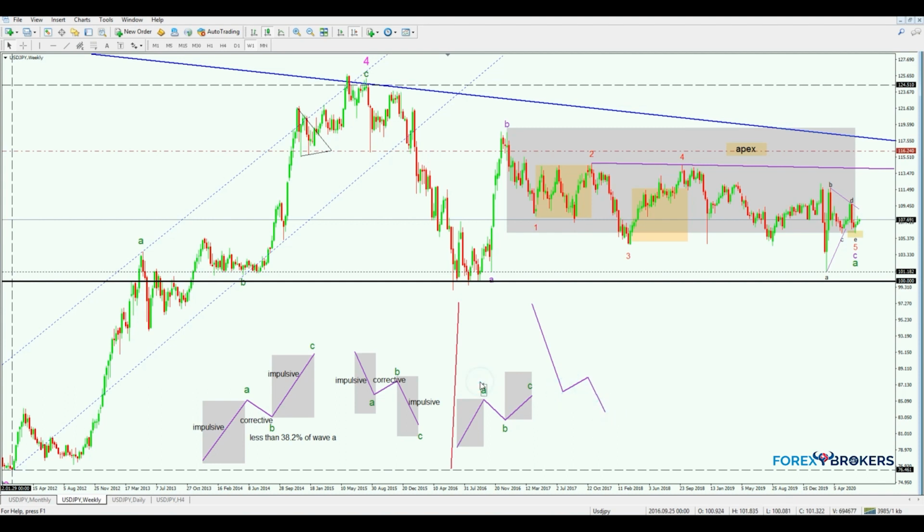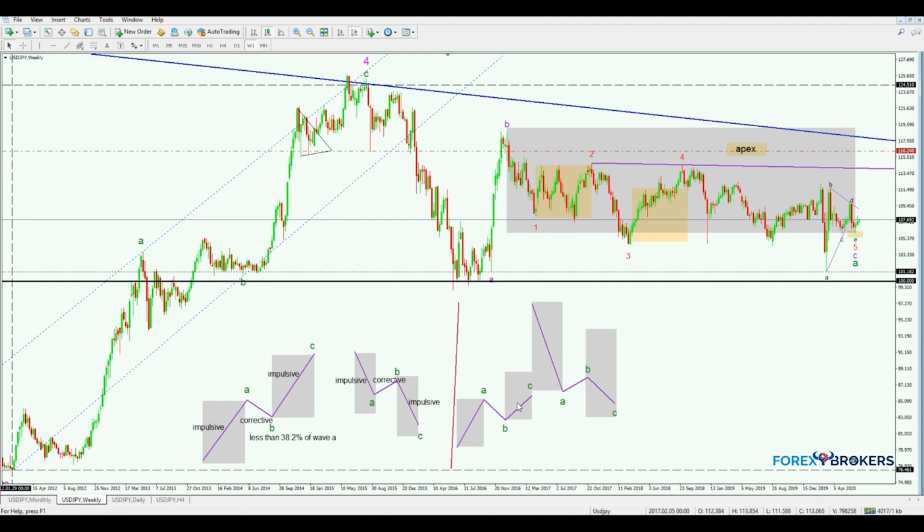Is this a truncated zigzag? Yes, it is, only if the B wave does not retrace more than 61.8 of wave A, and the time that it took for wave A to form is similar to the time that it took for the C wave to form, and the C wave is less than 61.8 of wave A. This is a truncated zigzag.